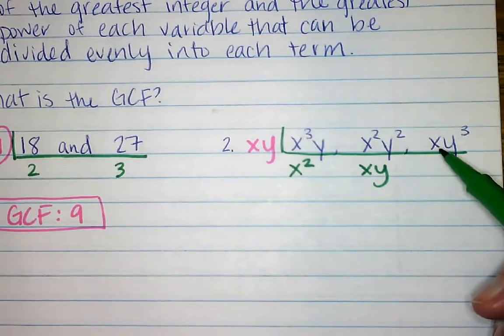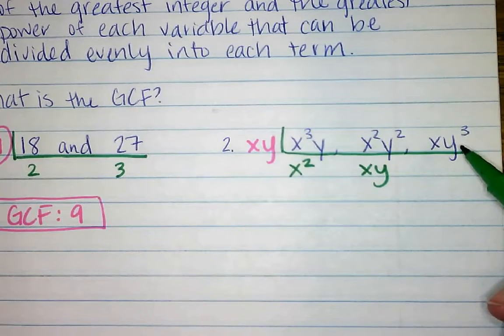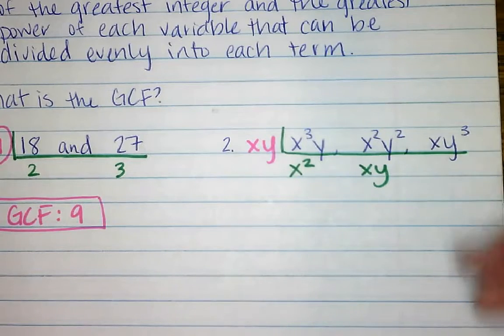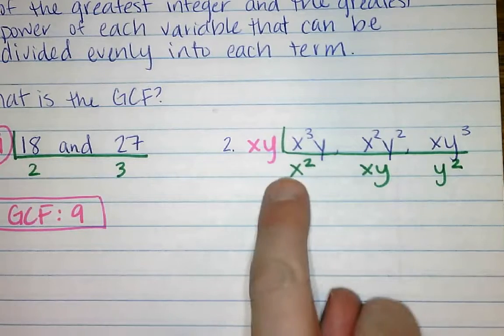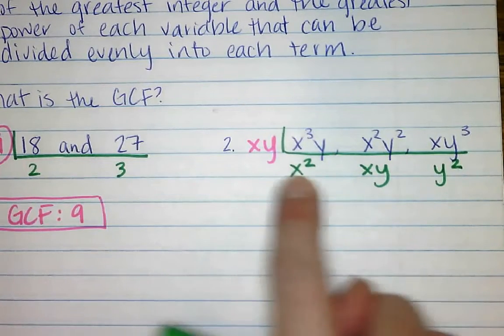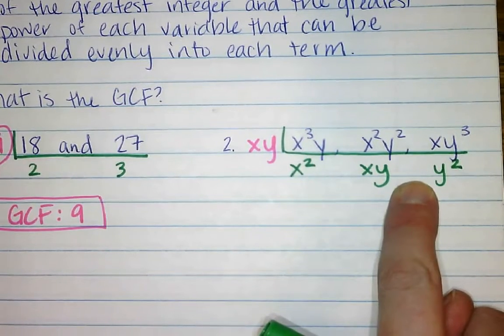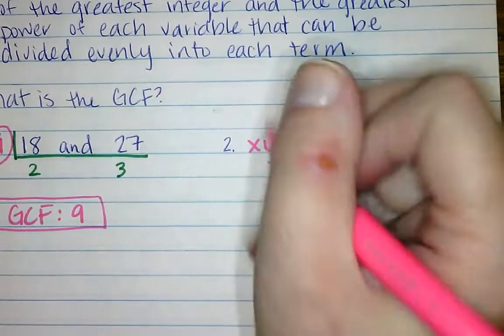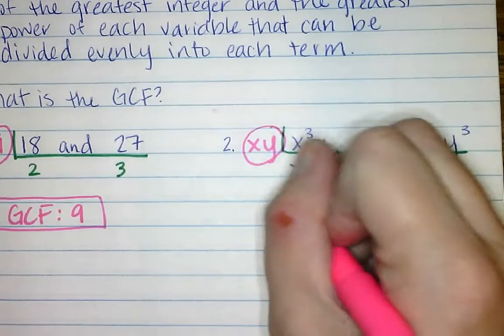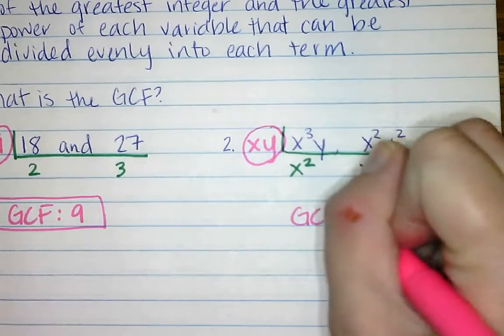And xy cubed, well, the x's are going to cancel. y cubed divided by y is going to be y squared. Now, guys, do these share anything in common with one another? No. So are we done? Yeah. So, y'all, my greatest common factor in this case is xy.